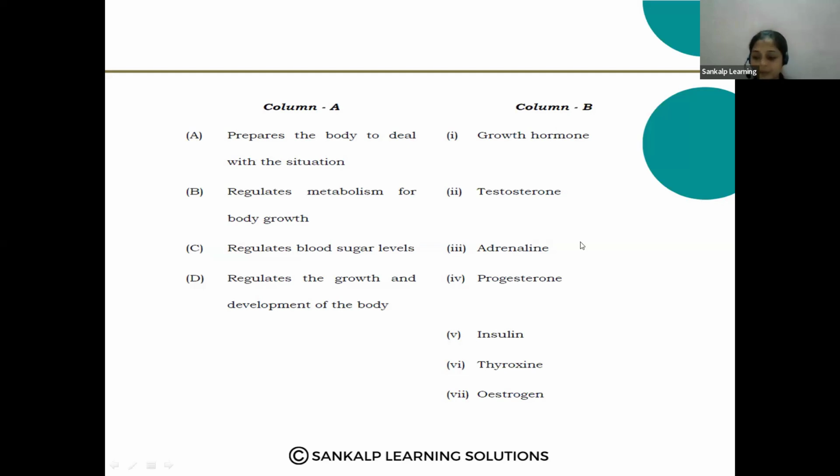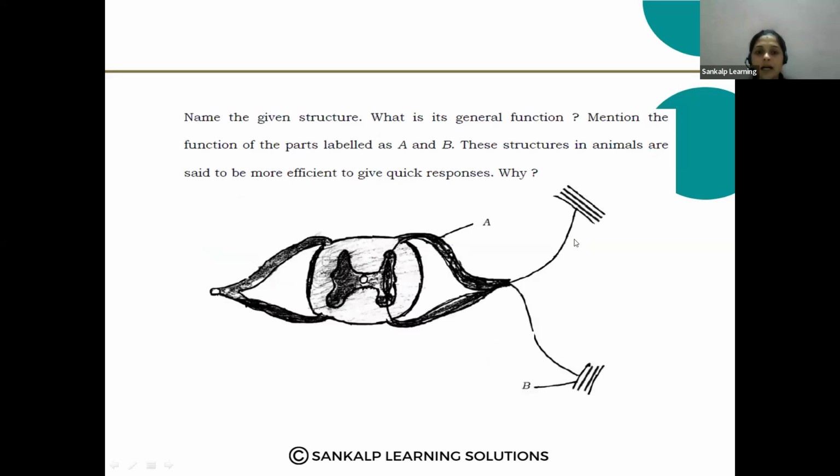Next question. Name the given structure. What is the general function? Mention the function of the parts labeled A and B. These structures in animals are said to be more efficient to give quick response. Why? So here, the given structure. What is the name of the given structure? That is the reflex arc, right? The name of the given structure is the reflex arc.